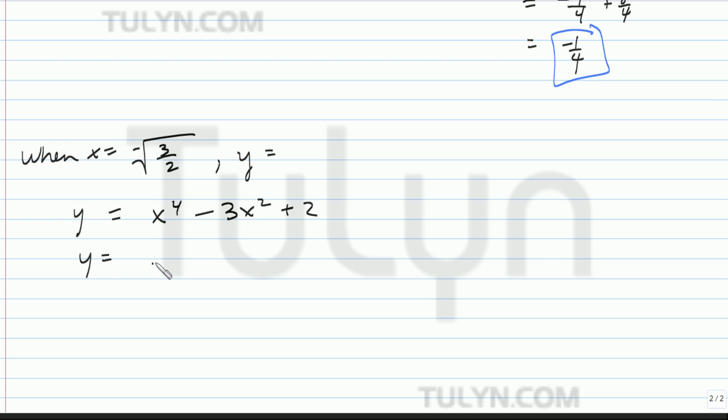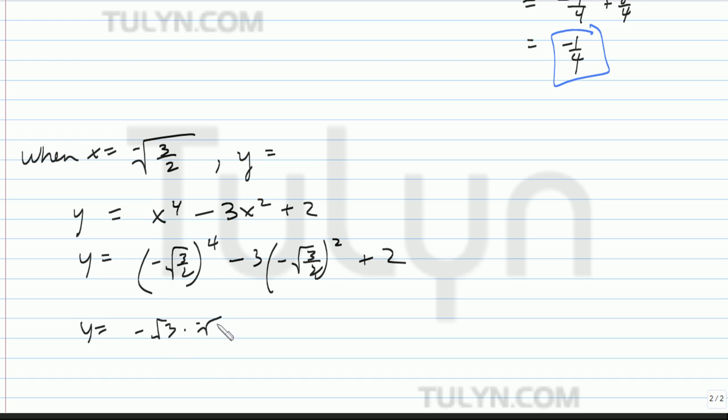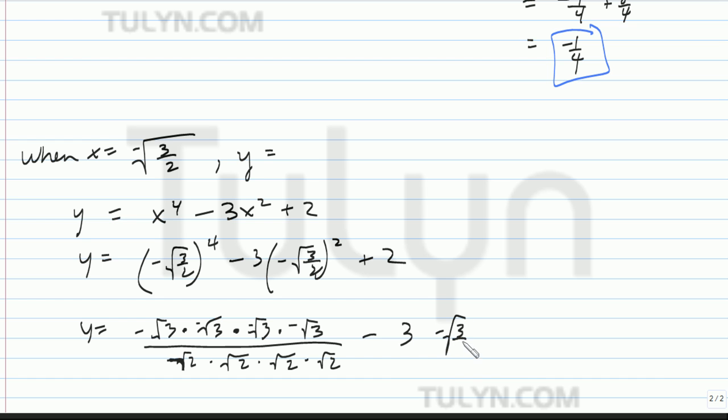So y equals negative radical 3 over 2 to the fourth power, minus 3 times negative radical 3 over 2 to the second power, plus 2. y equals negative radical 3 times negative radical 3 times negative radical 3 times negative radical 3 over negative radical 2 times radical 2 times radical 2 times radical 2, minus 3 times negative radical 3 divided by 2, negative radical 3 over 2, plus 2.